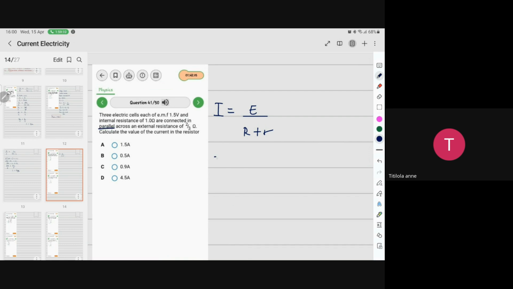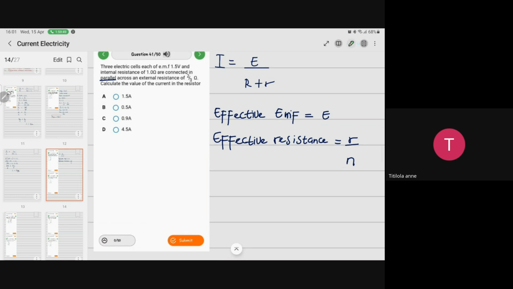the effective EMF, sorry, not effective resistance, effective EMF, is equal to E. So now the next one is your effective resistance. That's internal resistance. So effective resistance, and that's why I'm using the small letter here, will now be equal to what? Your small r divided by your n. They said they have 3 of them.